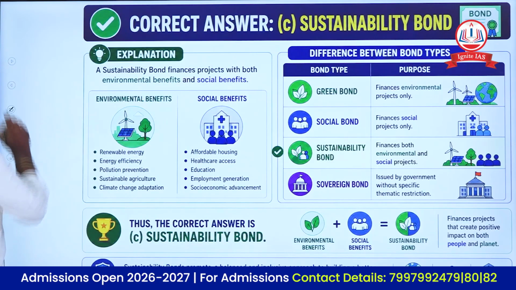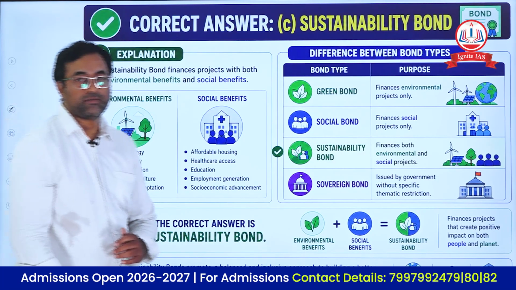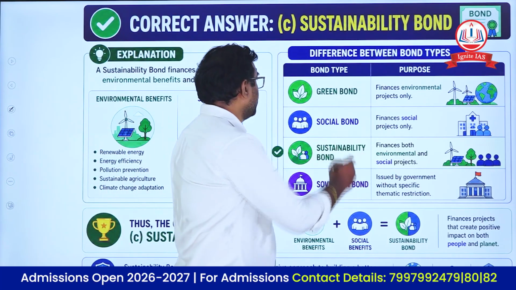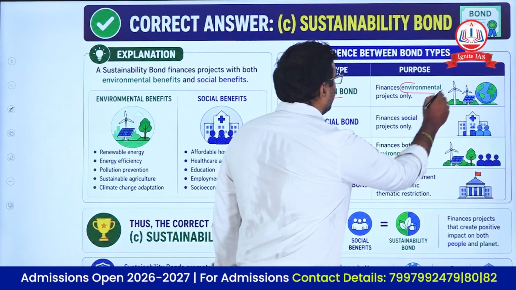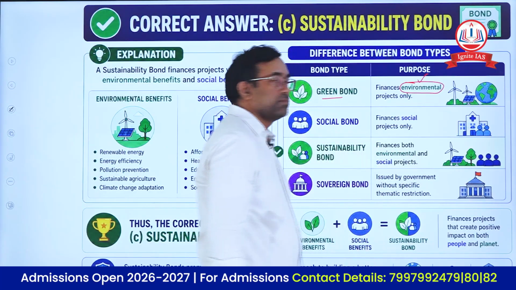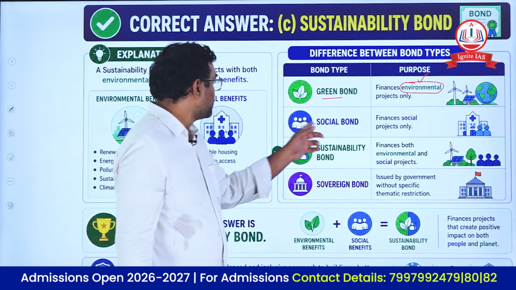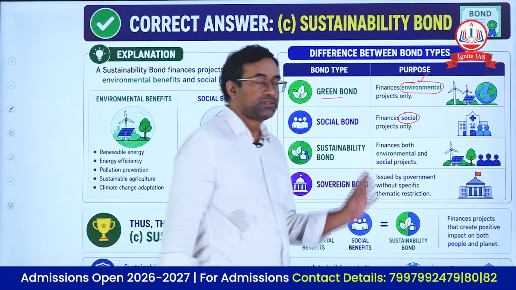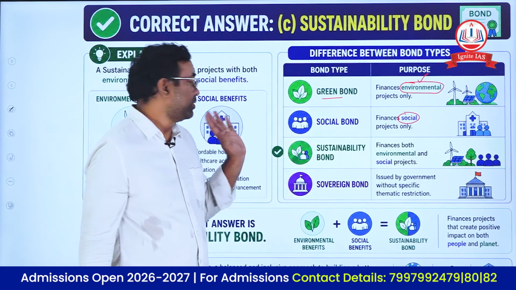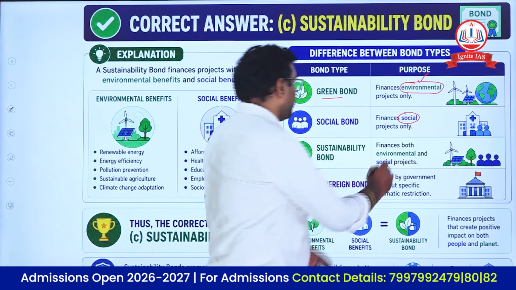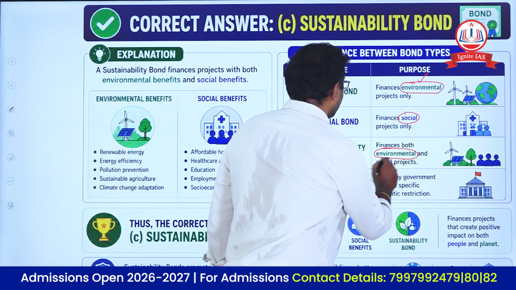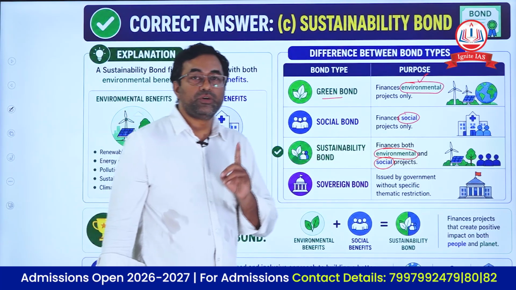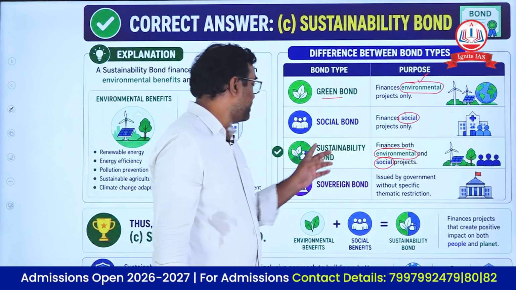So we will try to analyze what the different types of bonds are first of all, and then we will try to answer what the question is about. Green bond means any type of bond which is related to environmental projects only. Social bonds means supporting any kind of social projects. Sustainability bonds means it will finance environmental and social related projects combined. That type of bond is called a sustainability bond.